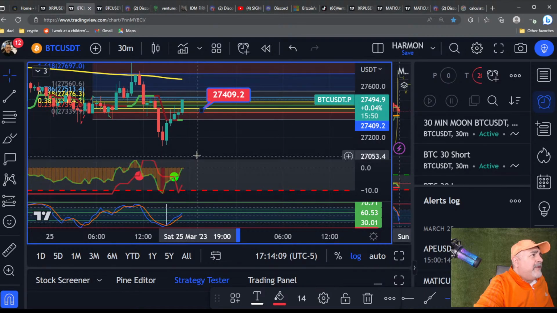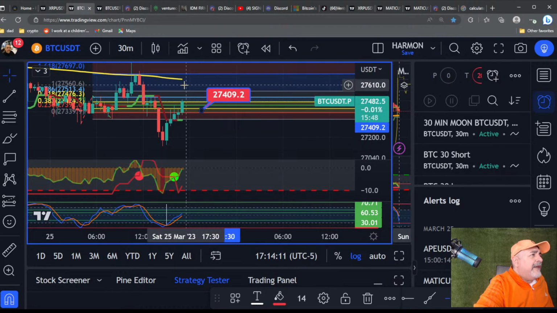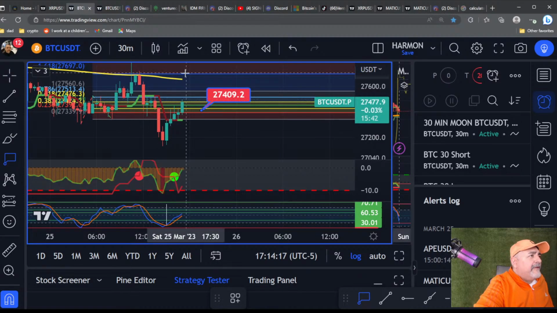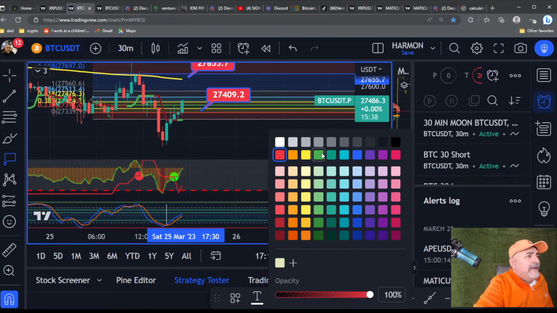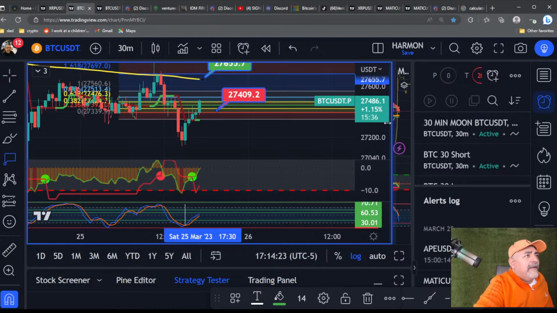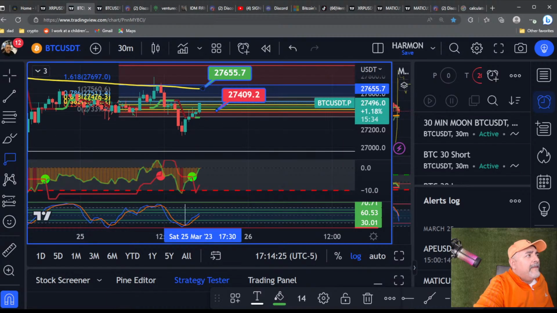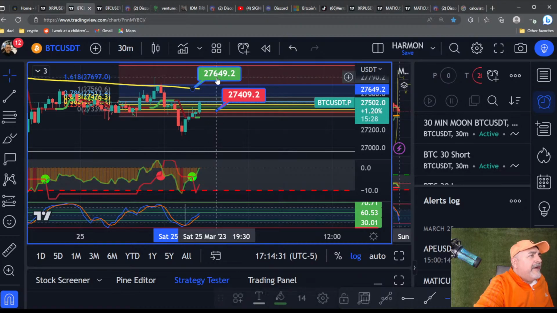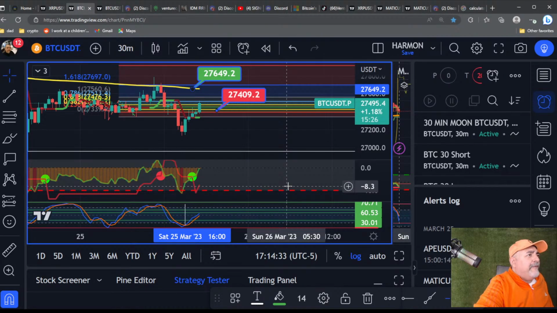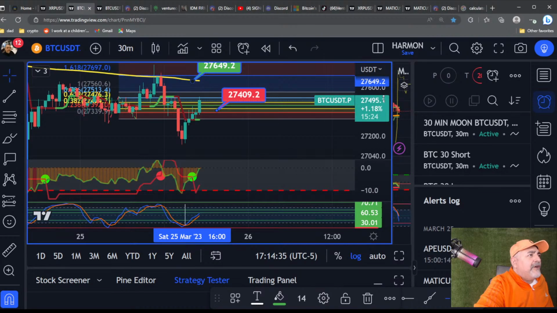So we expect Bitcoin on the 30-minute to probably target out around here, about the 200 moving average. So a nice target for Bitcoin would be the bottom of this little 200 moving average right there. Let's turn that green. All right, so you want to target here about this line here. So profit for us, our target is 27,649. That would be a good target there.